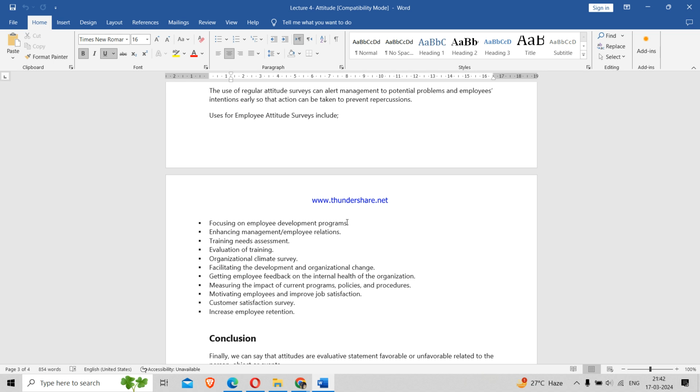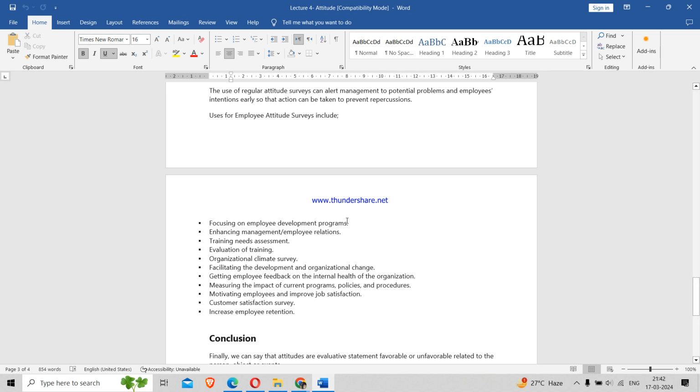Next is motivating employees and improving job satisfaction, because unless and until the employees are satisfied with whatever job they are doing, they are certainly not going to give you the maximum productivity or the maximum output they can generate out of that particular job. So you need to understand and motivate the employees to get the most out of them. So this is another reason why the employee attitude survey is needed.